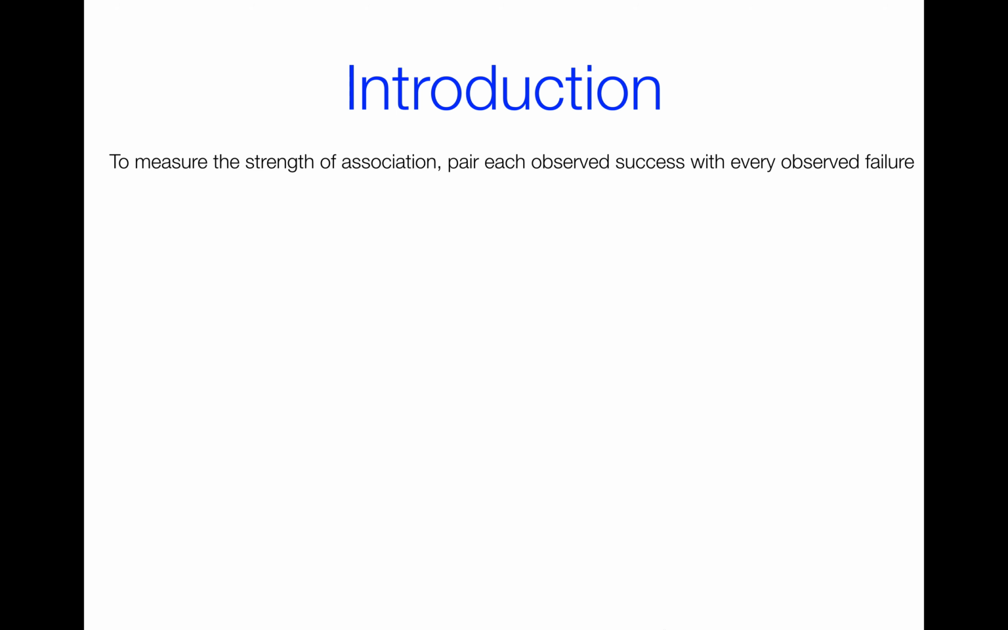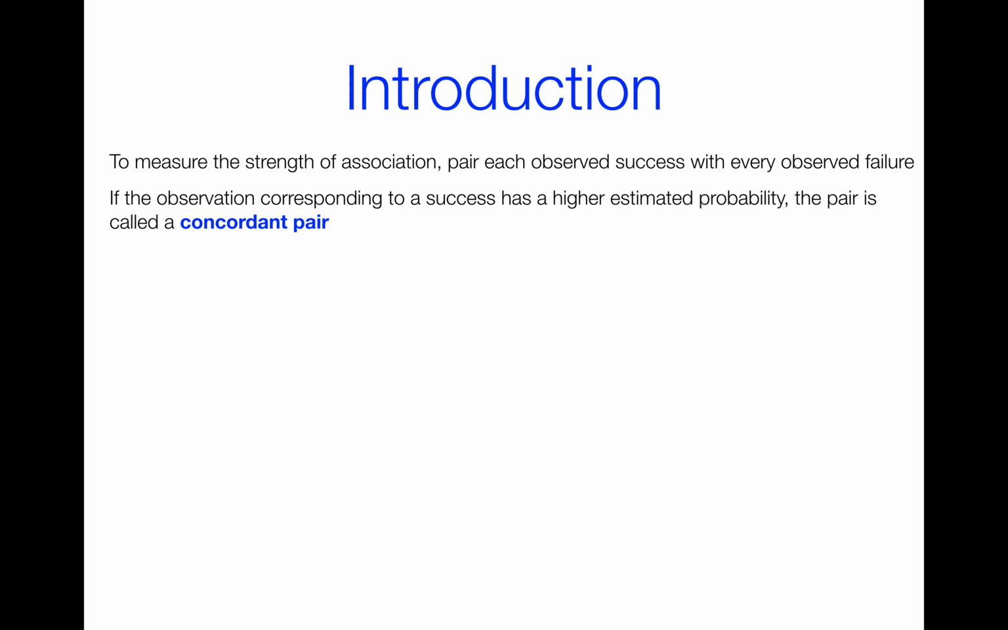For all of these, they involve pairing every observed success with every observed failure and then doing some counting. And we're going to need to do a little vocab here before we can get to the counting. First step is if in a pair, the observation corresponding to a success has a higher estimated probability than the observation corresponding to a failure, the pair is called concordant.